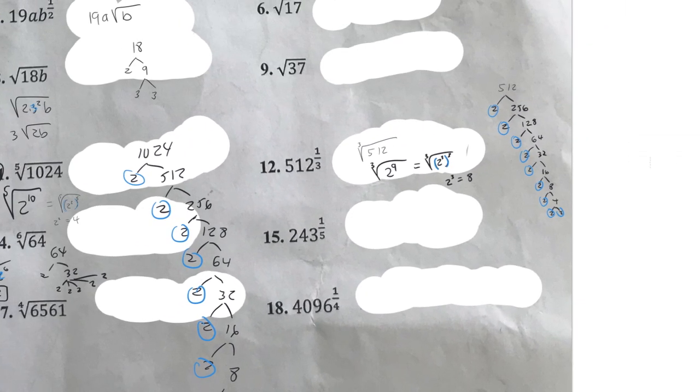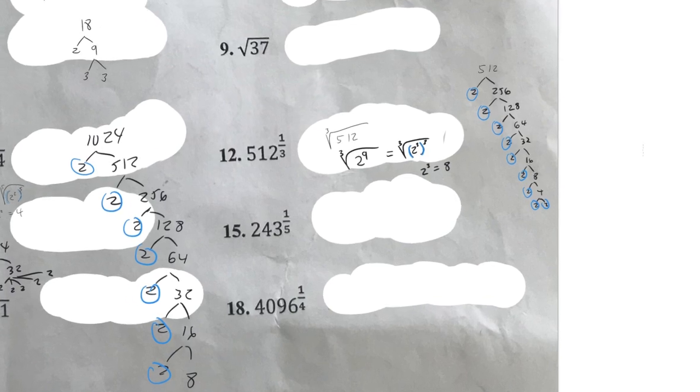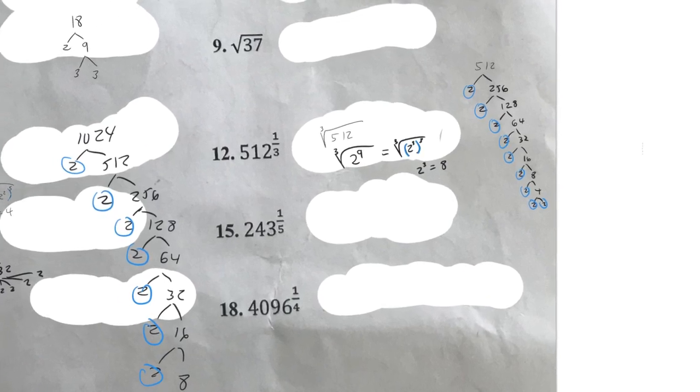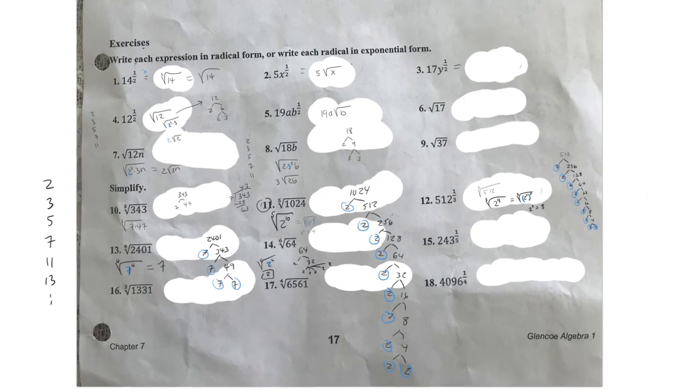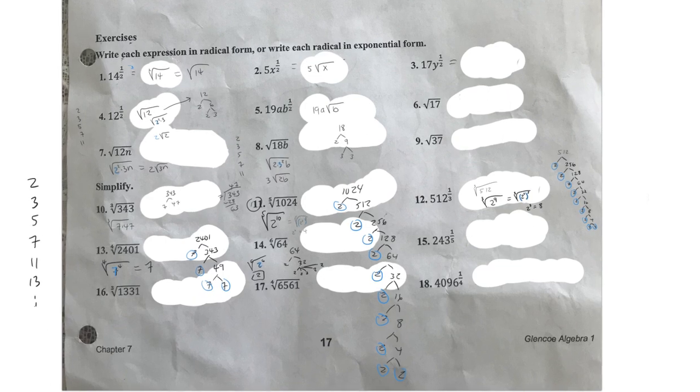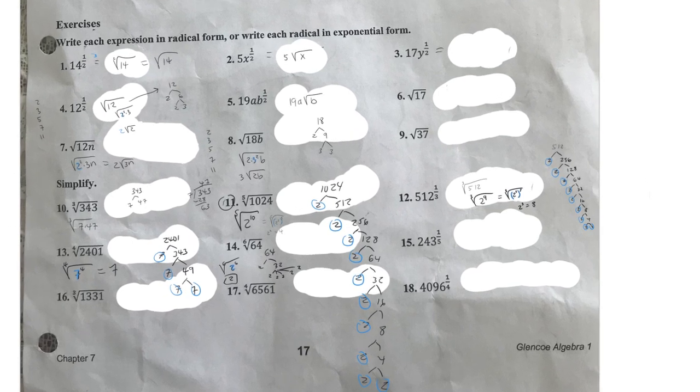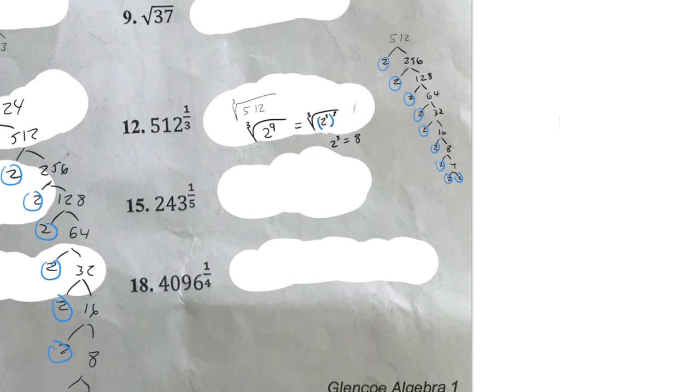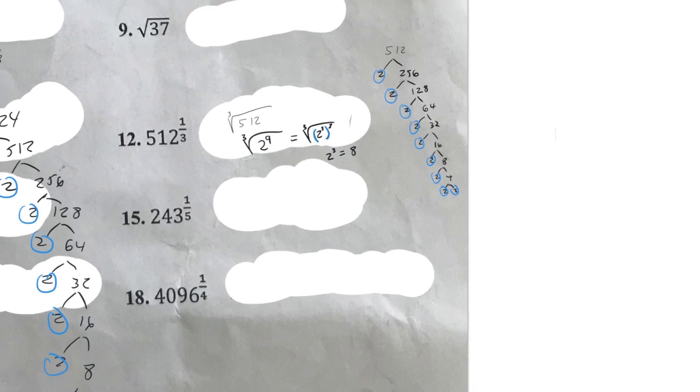Looking at 243 to the 1/5. Well, I feel like did we already do 243? No, unfortunately we did not. So 243 to the 1/5 power. Well, let's see. 243, not divisible by 2. Is it divisible by 3? Yes, it is, because 2 plus 4 is 6, and 6 plus 3 is 9, and 9 is divisible by 3. So we're looking at 81 there.